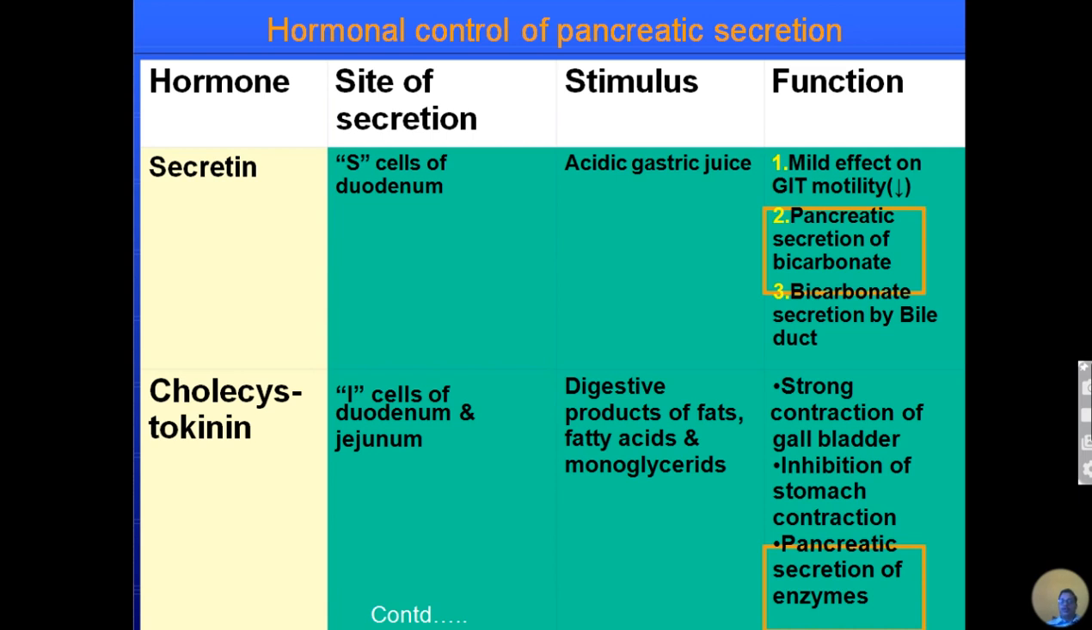So in the morning also we have mentioned cholecystokinin and gastrin. So there is strong contraction of the gallbladder, then inhibition of the stomach contraction and the pancreatic secretion of the enzyme. So stimulation is for the pancreatic secretion by means of release of the cholecystokinin.